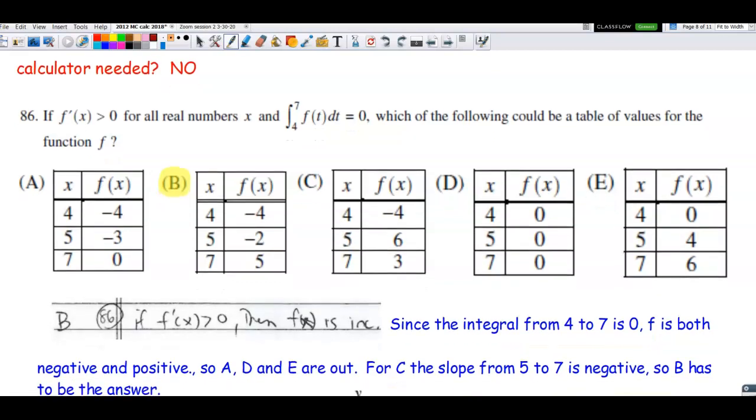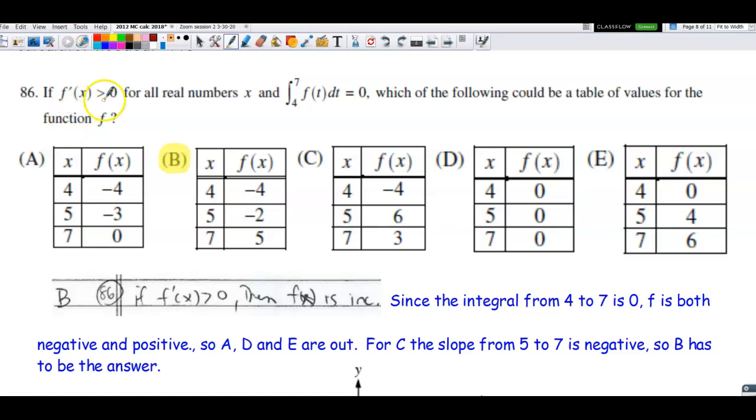Number 86, no calculator is needed. So we have a first derivative that is positive. That means that f original is increasing all the time. So that's important to remember. And the accumulated area from 4 to 7 is 0. So if the accumulated area from 4 to 7 is 0, then there has to be negative area and positive area that offset each other. In other words, the graph from 4 to 7 has to change either from negative to positive or positive to negative. So which of the following could be the table of values?